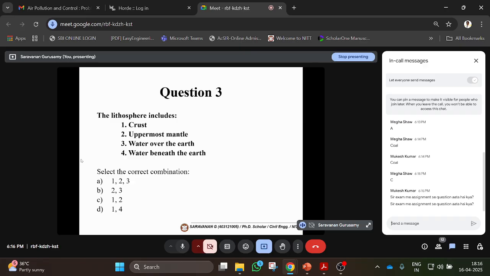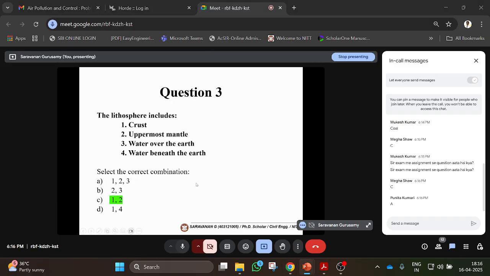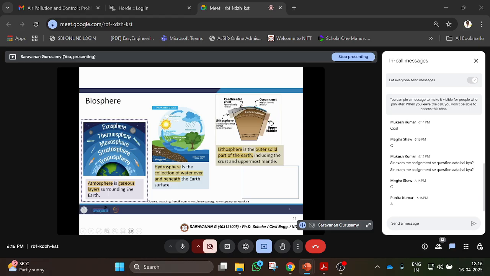The lithosphere includes crust, uppermost mantle, water over the earth, water beneath the earth. So crust will be there, right? And uppermost mantle will be there. So 1 and 2. Option C is correct. No, water over the earth will not be in the lithosphere. That will contribute to the biosphere. Let me go to the answer. So the answer here is 1 and 2, crust and uppermost mantle. See here, the atmosphere constitutes all the gaseous layers, troposphere, stratosphere, up to exosphere. But the hydrosphere constitutes the water over and beneath the earth surface. But the lithosphere will be only the solid part, the outer solid part of the earth, crust and uppermost mantle.